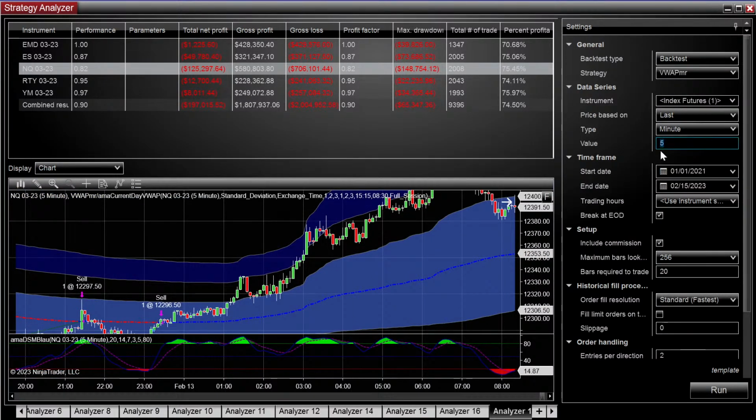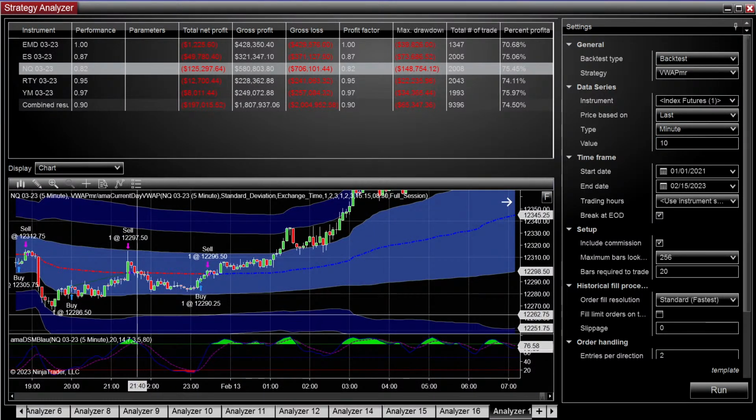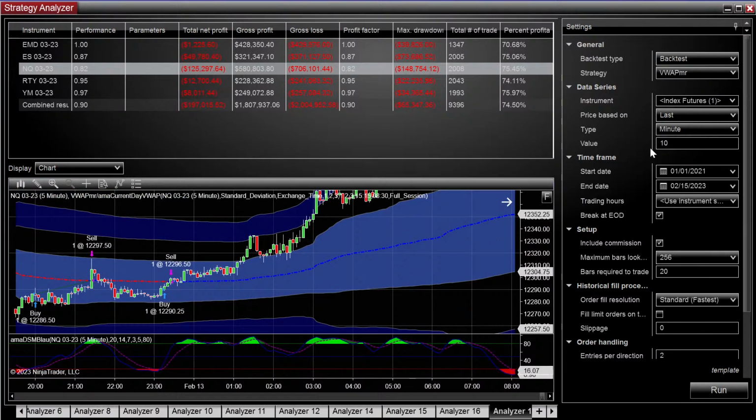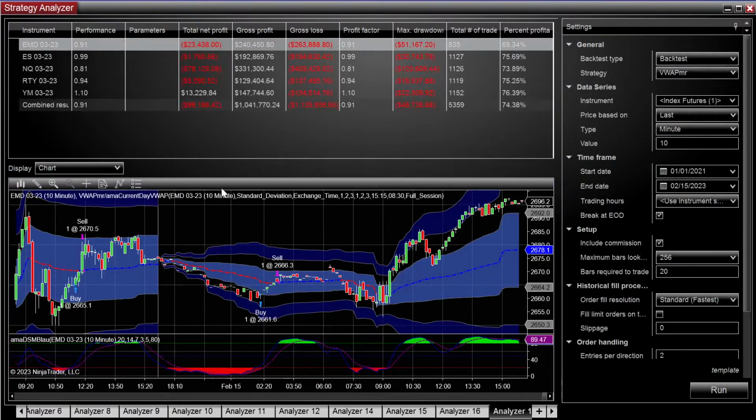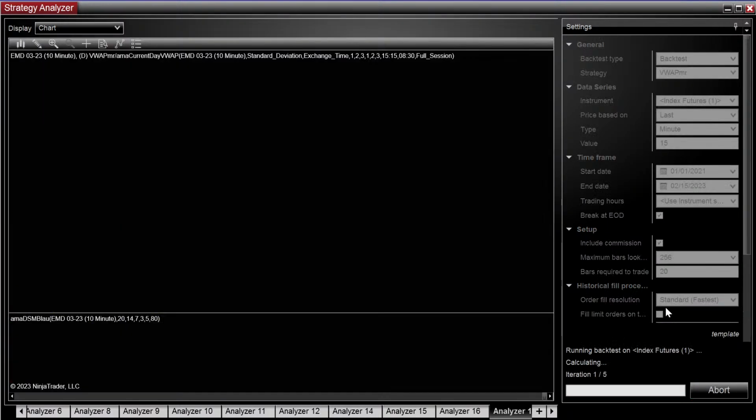Let's go ahead and try out some different time frames, kind of like the adding principle. Let's try out the 10 minutes, 15.